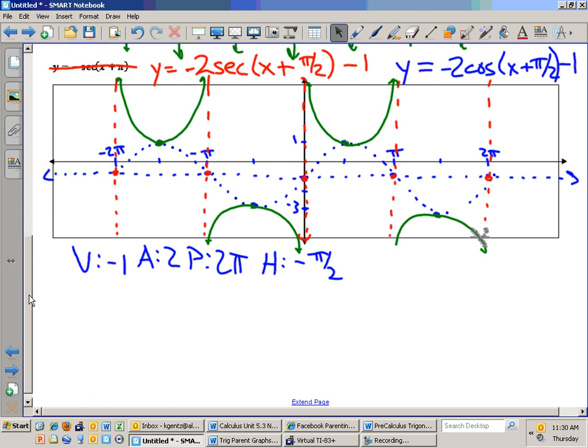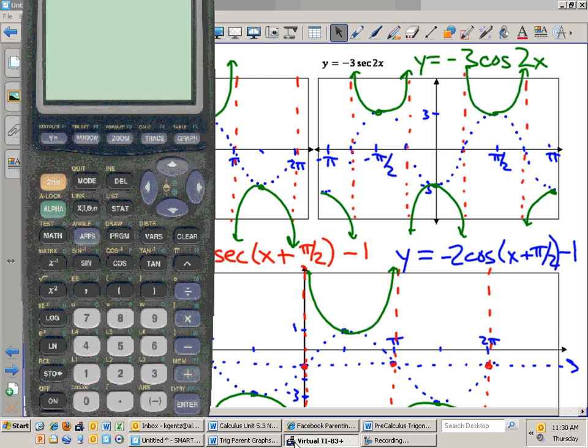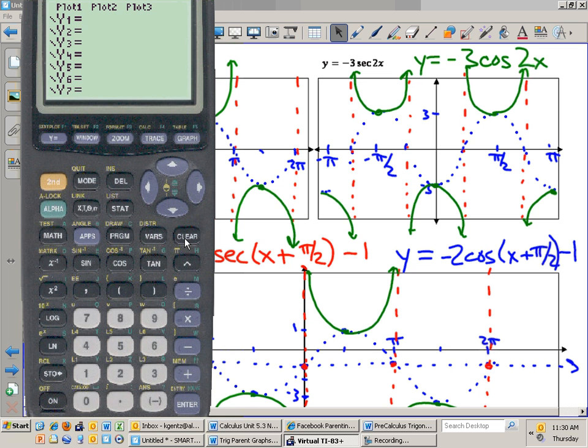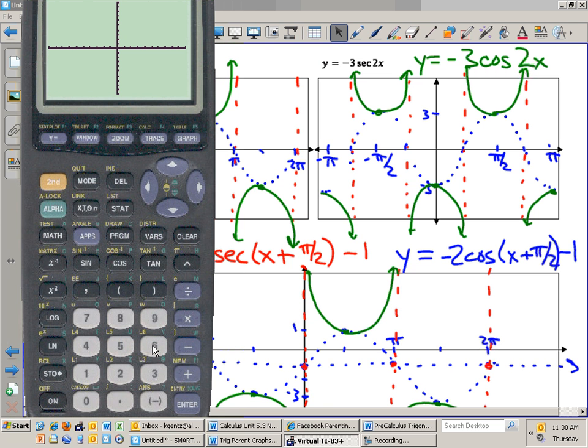Okay, then before I give you your assignment, the last thing I want to do is show you how to punch it in on the calculator. If you look at y equals negative 3 secant of 2x, I'm going to graph this one right here, guys. I'm going to graph y equals negative 3 secant of 2x.